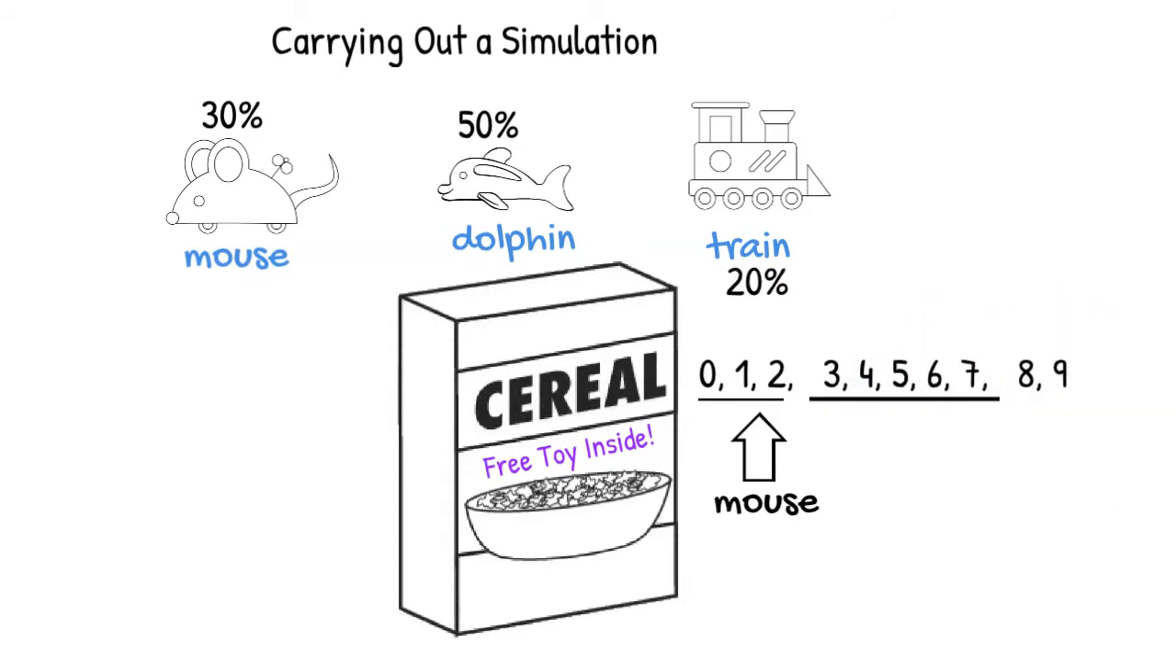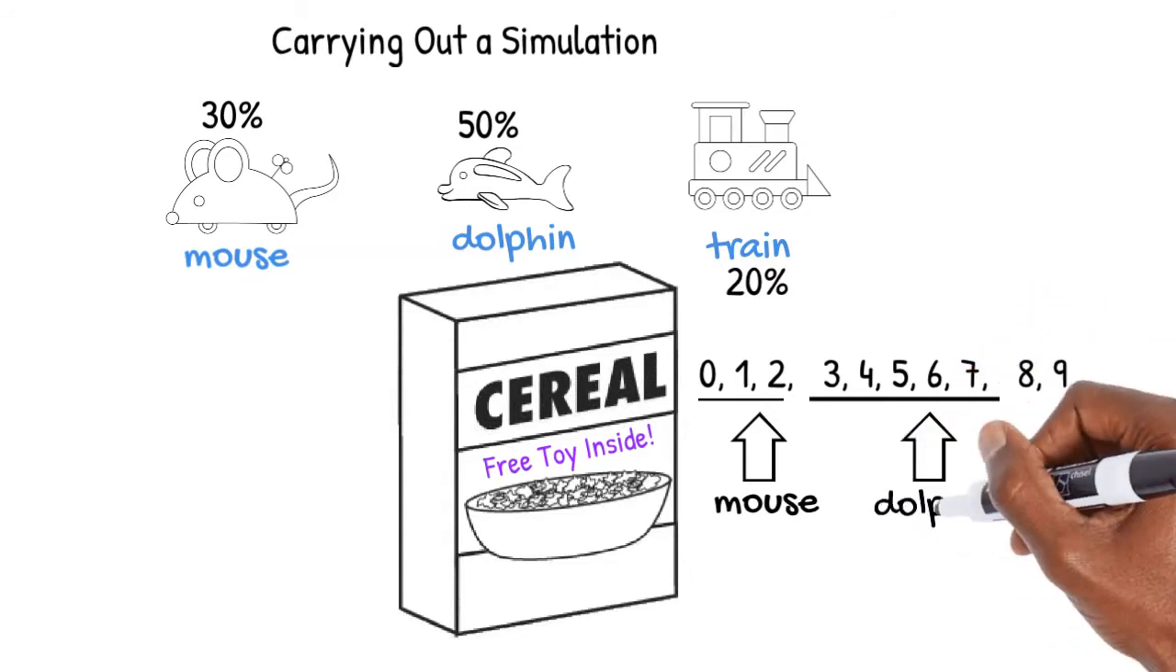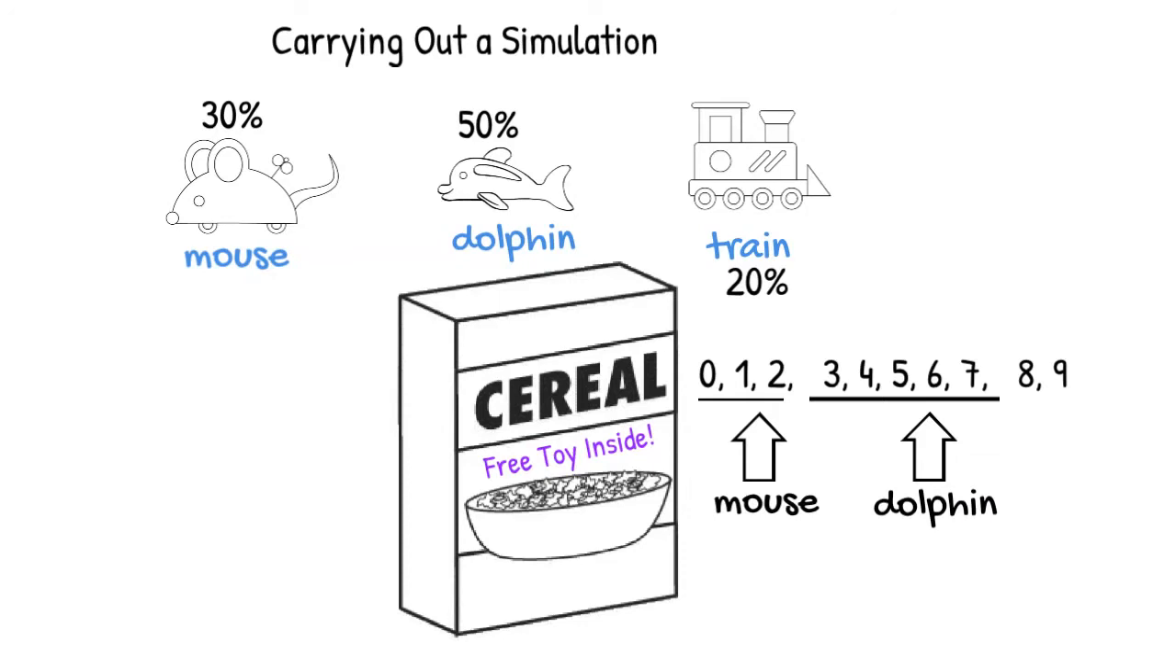5 numbers are 50% of our 10 numbers. So I'll use the next 5 values to simulate pulling a toy dolphin out of the box. 2 numbers are 20% of our 10 numbers. So I'll use the last 2 values to simulate pulling a toy train out of the box.